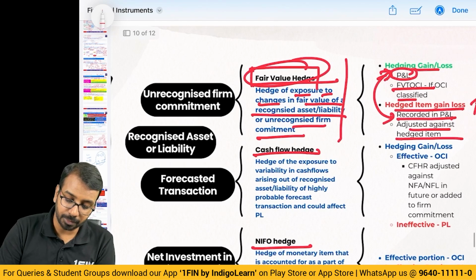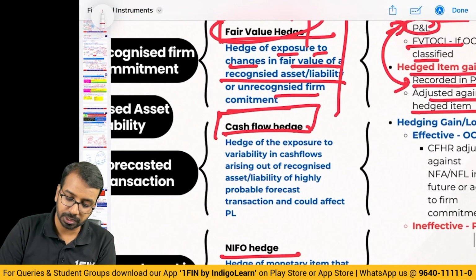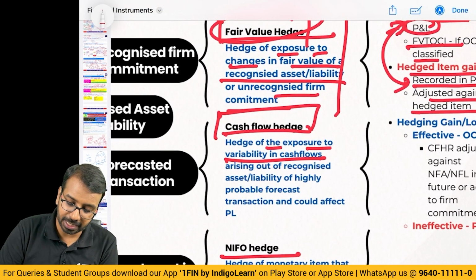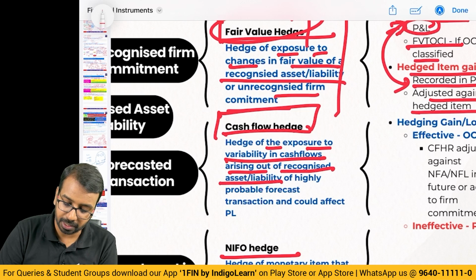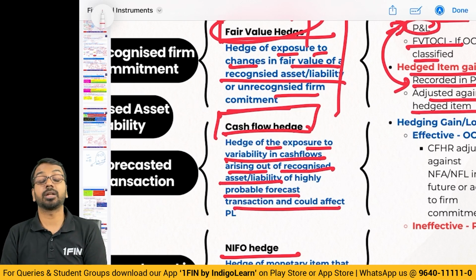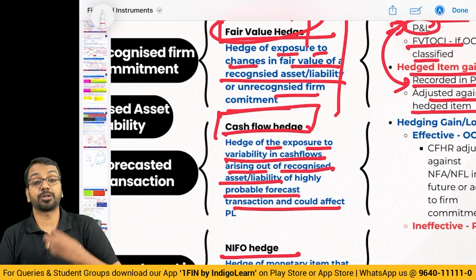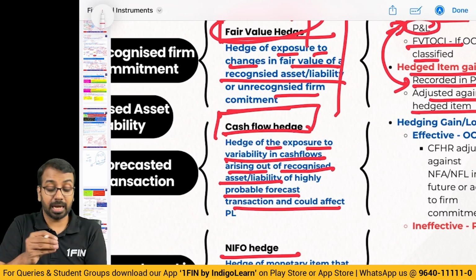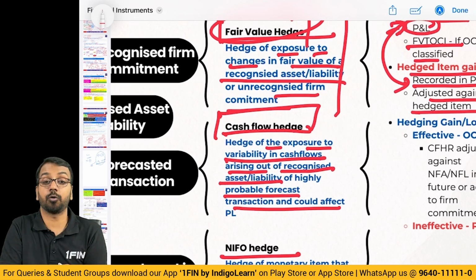Okay. Then comes cash flow hedge. What is cash flow hedge? It is a hedge of the exposure to variability in cash flows arising out of a recognized asset or liability, or a highly probable forecasted transaction that could affect the P&L. Now again, cash flow. I have to pay cash to someone. I want to hedge that. To be a cash flow hedge.